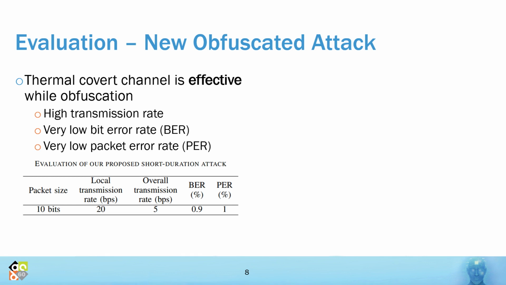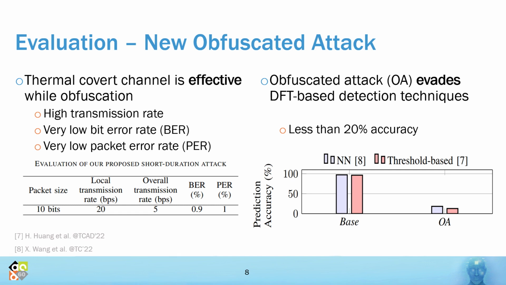To evaluate the effectiveness of our new attack, we first transmit 1000 bits in 10-bit packets at a local transmission rate of 20 bits per second, which transforms to 5 bits per second due to the obfuscation. As it can be seen from the results, we achieve very low bit and packet error rates of about 1%. Then, to show how our attack evades the DFT-based detection mechanisms, we implemented a baseline of 2 solutions from the state-of-the-art, the simple threshold-based detection and a recent neural network-based one. As seen from the figure, the detection accuracy massively drops to less than 20% when evaluating against our new attack in comparison to the baseline.